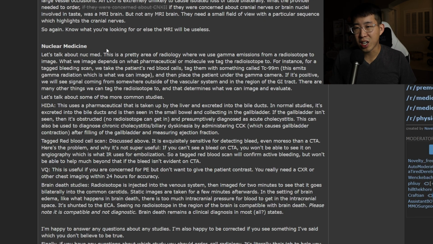Nuclear medicine, let's talk about nuke med. This is a pretty new area of radiology where we use gamma emissions from a radioisotope to image. What we image depends on what pharmaceutical or molecule we tag the isotope to. For instance, in a tagged bleeding scan, we take the patient's red blood cells, tag them with something called technetium-99m, and then place the patient under the gamma camera.